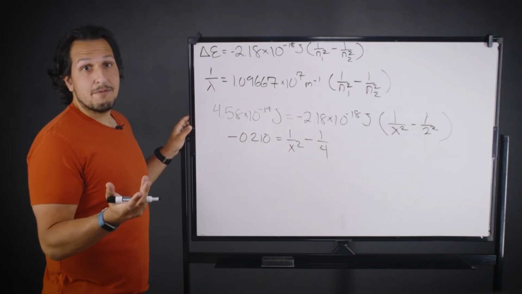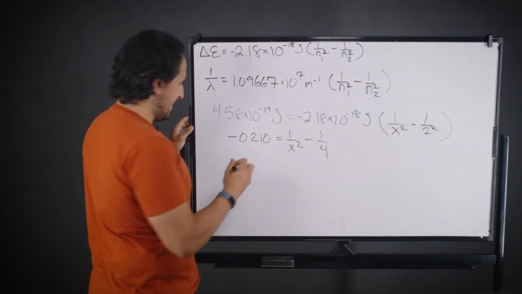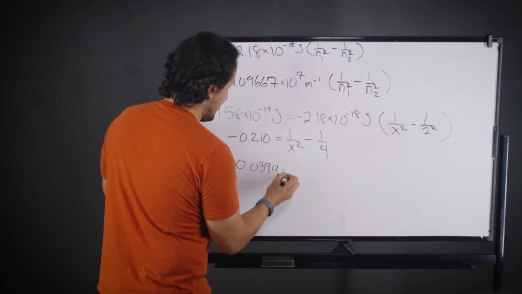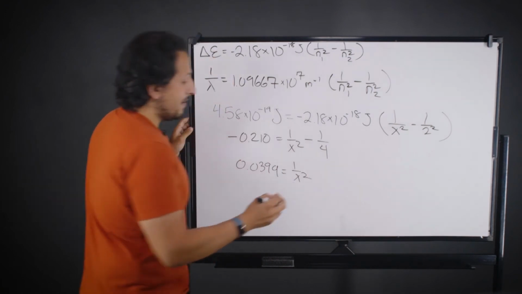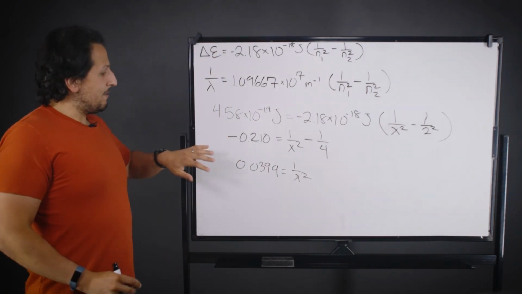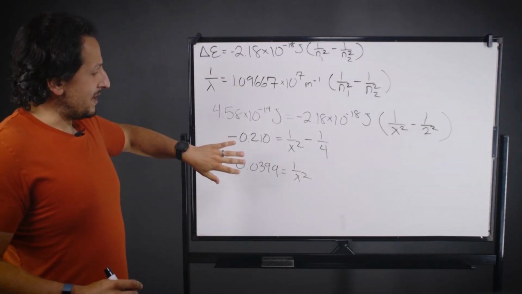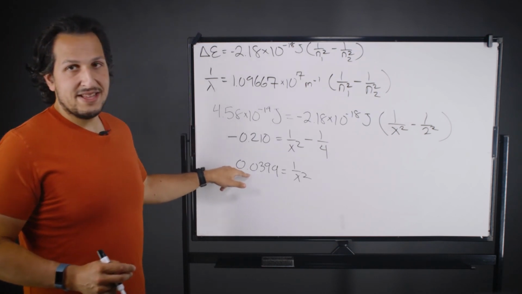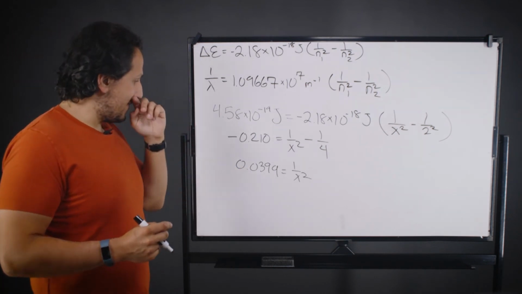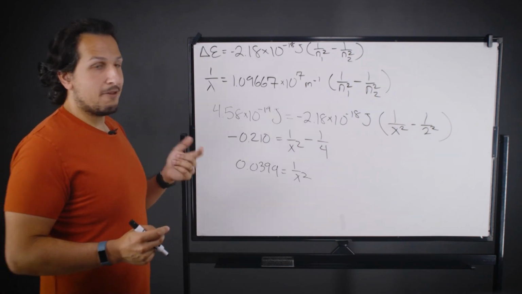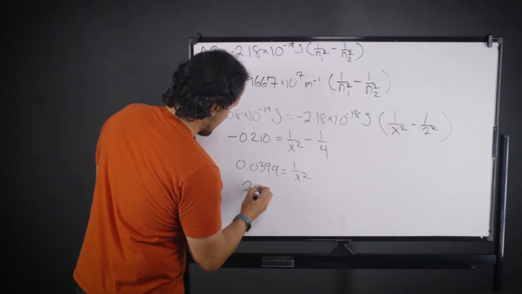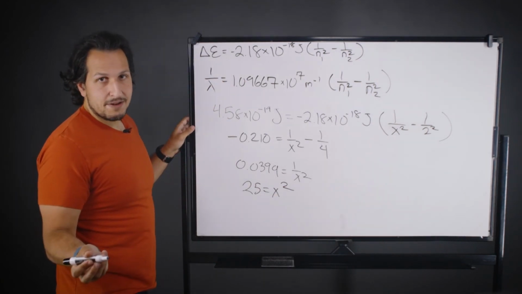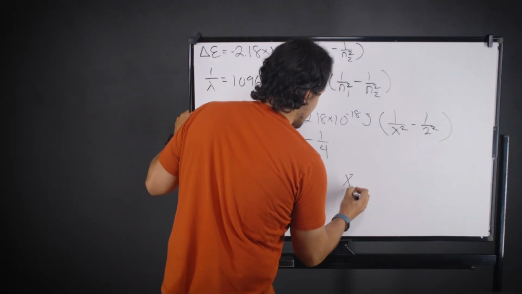All right, so let's add 1/4 to both sides. We end up with 0.0399 is equal to 1 over x squared. Think about what I just said. One of the steps you'll have to do is take the inverse of this. So either do 1 divided by this value or take the negative 1 power of it. You will end up with about 25 is equal to x squared, square root both sides, x is equal to 5.